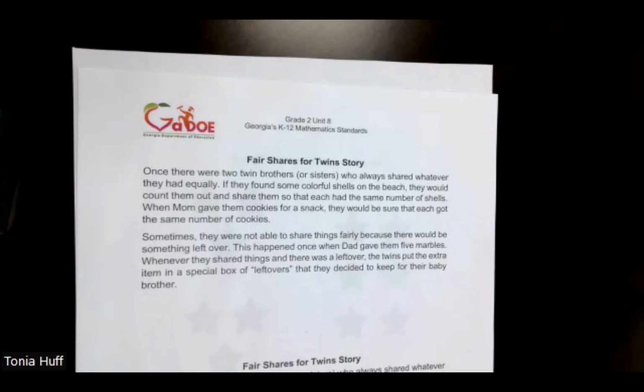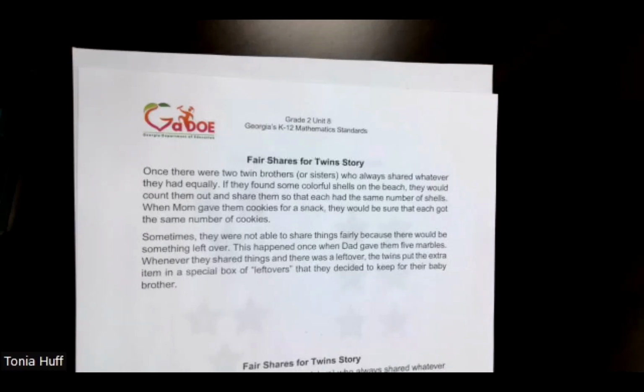Well, after discussing how the twins shared objects, ask the students to investigate what numbers of objects they could share fairly and what numbers would have a leftover when the twins shared them. Assign 3 or 4 numbers to pairs of children. Their task is to decide which of the numbers could be shared fairly and which would have a leftover. Provide linking cubes to help them in their investigation. I would begin with no more than 10 to 20 objects per partnership.